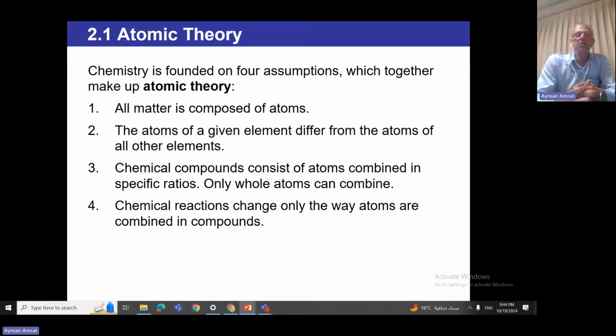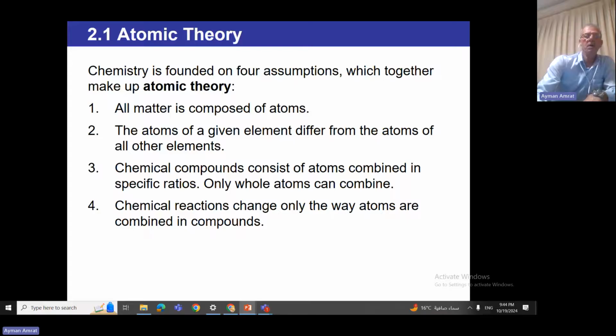Chemical reactions change only the way atoms are combined in compounds. Water molecules result from hydrogen and oxygen by changing the ratio and changing the bonding between hydrogen and oxygen. Hydrogen H2 with oxygen O2 will change to form water, 2 hydrogens combined with 1 oxygen. So chemical reactions change only the way atoms are combined in compounds.